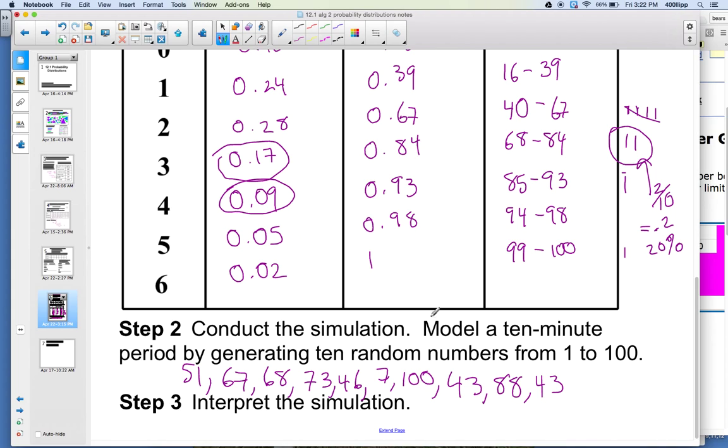And that is interpreting the type of simulation that we just did here. And that will conclude 12.1, probability distribution.